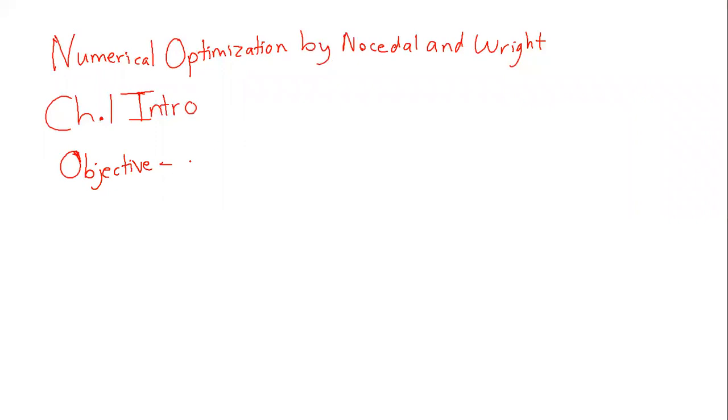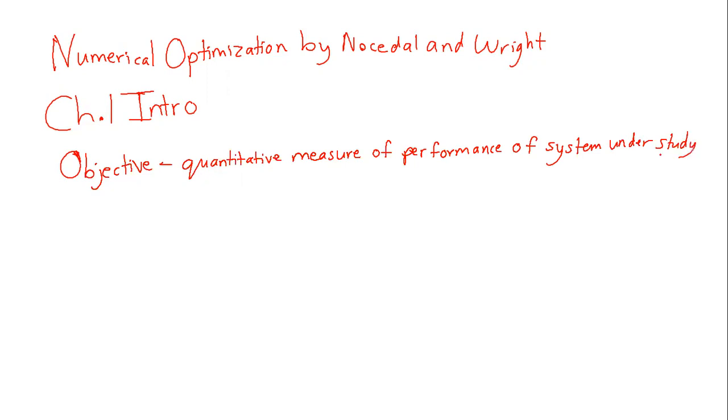Because I'm going through this book, I'm going to use some of their terminology. It's a quantitative measure of the performance of the system under study. And then there's the goal to make something as good or as bad as it can be.